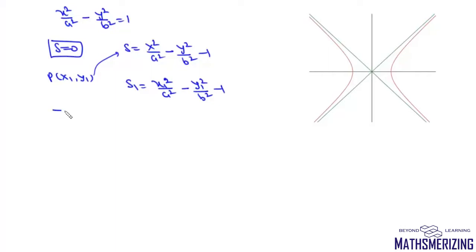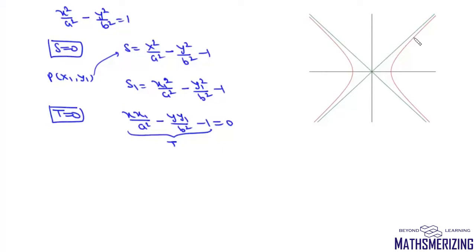And then we have this line which we call as T equals 0. And T equals 0 in this case will be x x1 upon a square minus y y1 upon b square and then minus 1 equals 0. So this expression, that's your T. Now first we'll talk about position of this point with respect to this hyperbola. Now we have three possibilities.